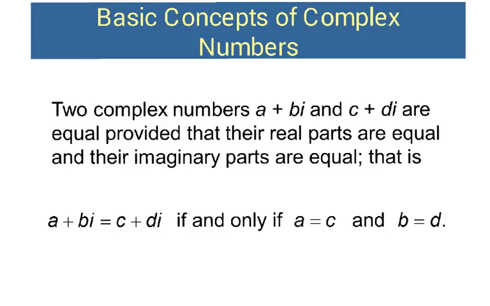So two complex numbers, a plus bi and c plus di, are equal provided that their real parts are equal and their imaginary parts are equal. Like you see down here, a plus bi is equal to c plus di if and only if a is equal to c and b is equal to d. That's just a basic concept that we're going to be following.